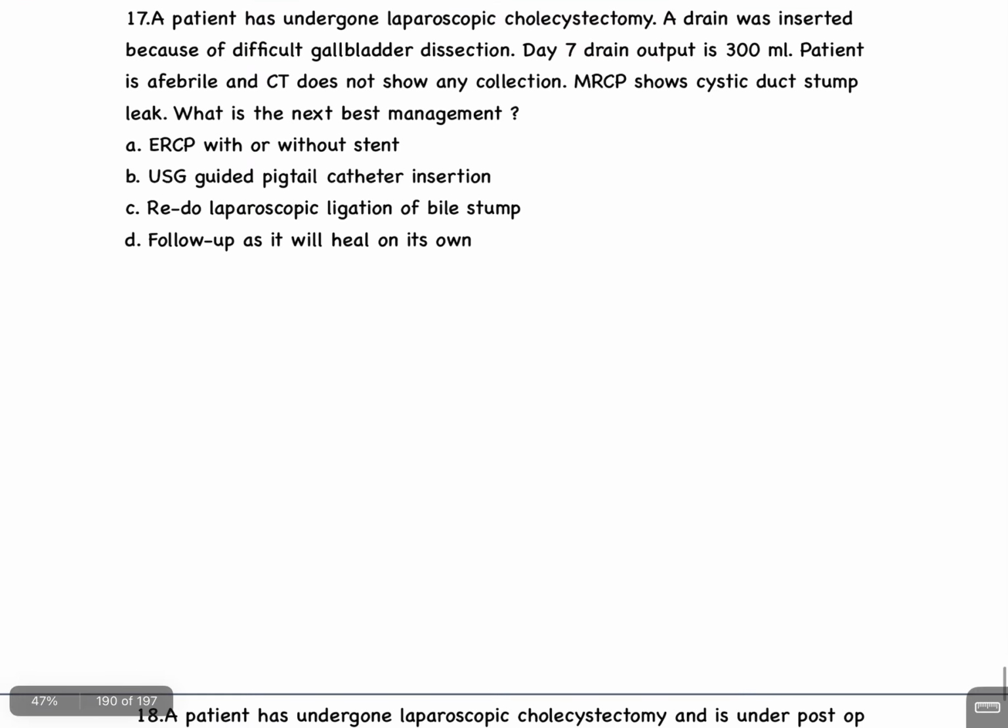Question number 17. A patient has undergone laparoscopic cholecystectomy. A drain was inserted because of difficult gallbladder dissection. Day 7, drain output is 300 ml. Patient is febrile and CT doesn't show any collection. MRCP shows cystic duct stump leak. What is the next best management? A. ERCP with or without stent. B. USG guided pigtail catheter insertion. C. Relaparoscopic ligation of bile stump. D. Follow up as it will heal on its own. इसका आंसर है A. ERCP with or without stent.